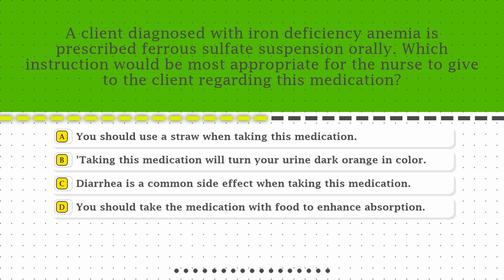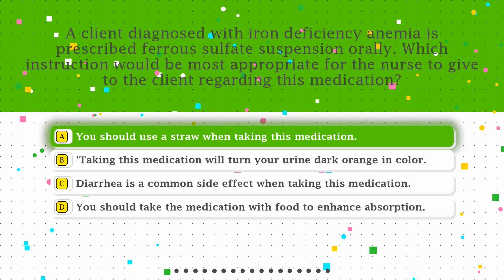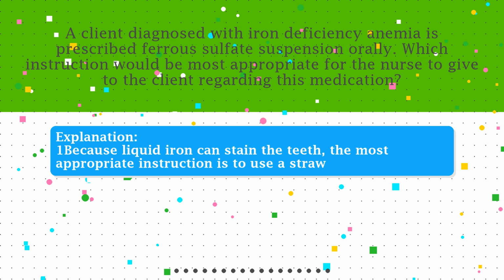Option A. You should use a straw when taking this medication. Option B. Taking this medication will turn your urine dark orange in color. Option C. Diarrhea is a common side effect when taking this medication. Option D. You should take the medication with food to enhance absorption. The correct answer is option A. Because liquid iron can stain the teeth, the most appropriate instruction is to use a straw.